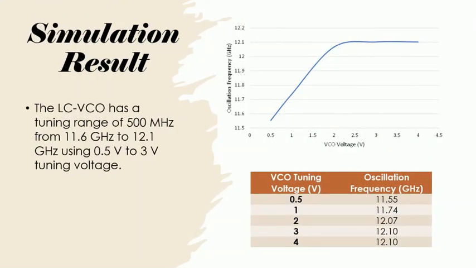So this is the simulation result that we have when we used our S-shaped inductor. Here we can clearly see that the tuning range for this VCO is between 11.6 to 12.1 gigahertz, which is a 500 megahertz tuning range, for a control voltage between 0.5 to 3 volts. So this is the summary table of that. We can clearly see that our 12 gigahertz is approximately tuned at 12.07, which is at 2 volts.